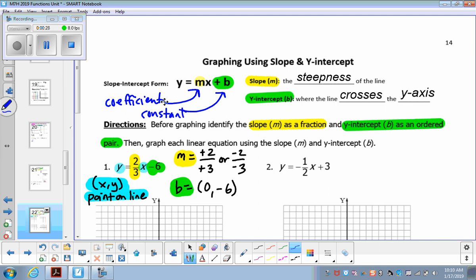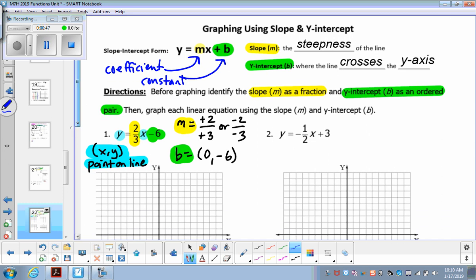So at this point, we're just now calling the coefficient our slope, that's the rate of change, and it's also going to determine the steepness of a line. The y-intercept is going to be the ordered pair, the point where the line crosses the y-axis. So for these equations, first we're going to identify the slope, which is just the coefficient, as a fraction, so we have the rate of change. And then we're going to identify the constant, so we have the ordered pair where the line will be crossing the y-axis.